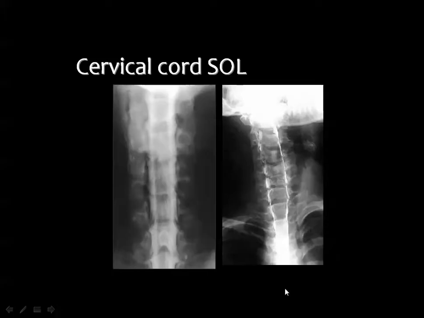appearance. Here you see the normal configuration of the spinal cord as a filling defect within the contrast column. And here you can see that the cord is expanded, the negative shadow of the cord is expanded, and the contrast media along the cord has been attenuated. This means that there is some space-occupying lesion inside the substance of the cord.